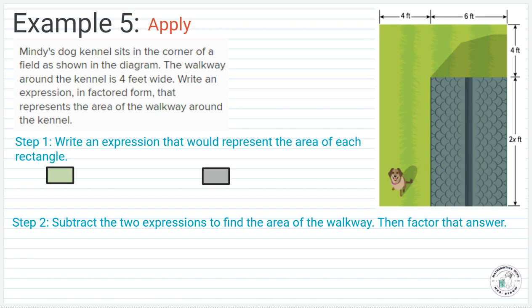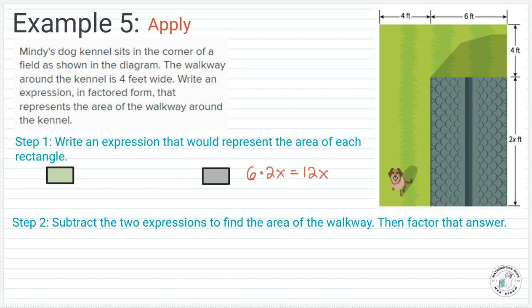And so they tell us again that this dog kennel is 6 up here by 2x. So the area of this gray space, which is what I'm using to represent the dog kennel, is going to be 6 times 2x, again, length times width. So 6 times 2x, and so that's going to be 12x.